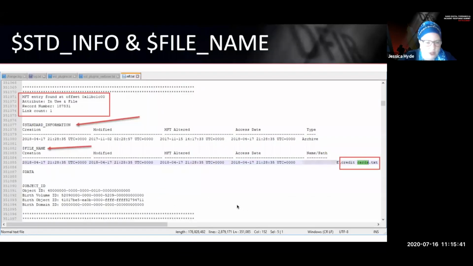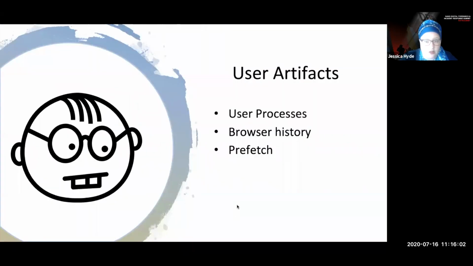What's really good about this too is that you're not only going to get those resident data files, you're also going to get for other files your $STANDARD_INFORMATION and your $FILE_NAME. So you're going to get all of those MAC times so that you can really understand the creation, movement, etc. of that file. So let's get into those user artifacts. We already know there are some things we're looking for. We saw that use of Firefox. So let's see what we find here.